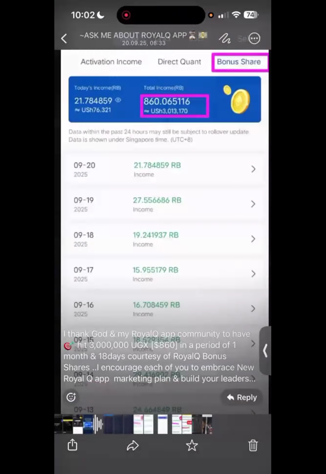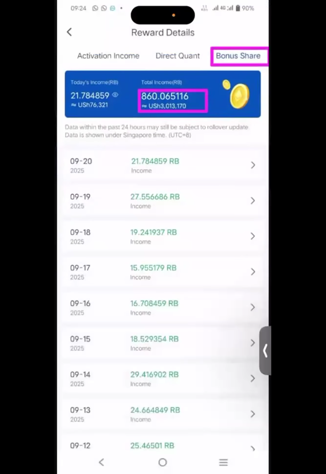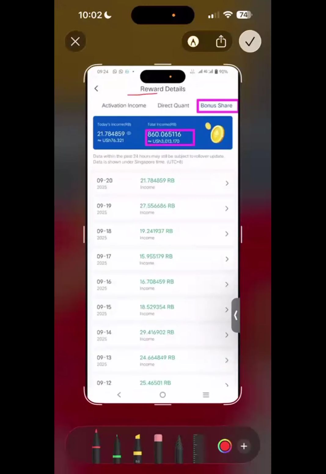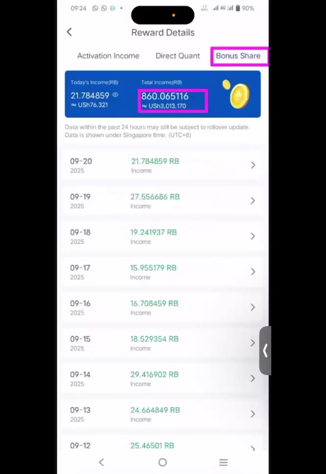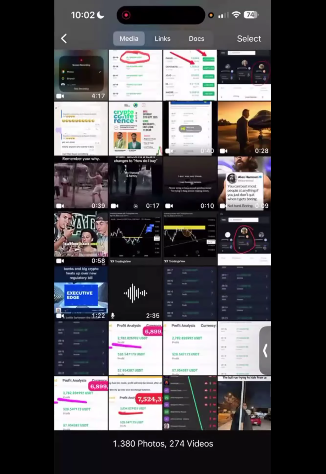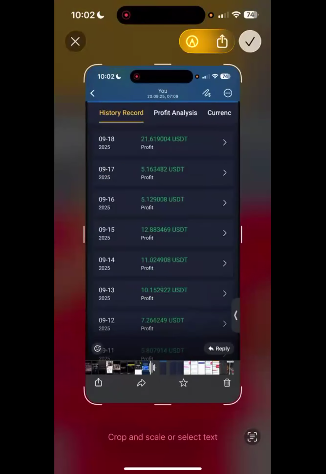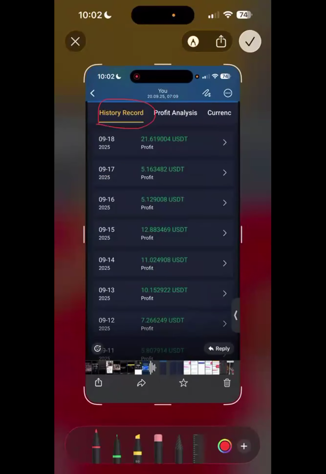So imagine someone telling you, if you see an income like this, it is from team building because they are saying reward details. What are they rewarding you for? They are rewarding you for building a team. If I should see this, this is trading profit.